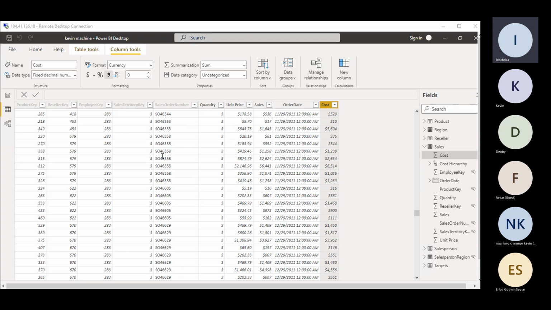So in this task, you are going to be creating two quick measures to calculate your profit and your profit margin. So now let me throw it to the past. How do you calculate your profit, Deborah? Because I know that you are a businesswoman. So tell us, how do you calculate your profit? I know the line of business you are into.